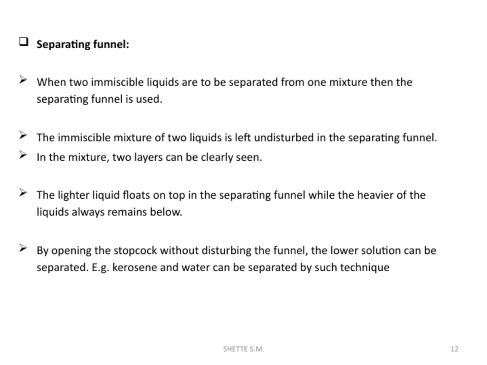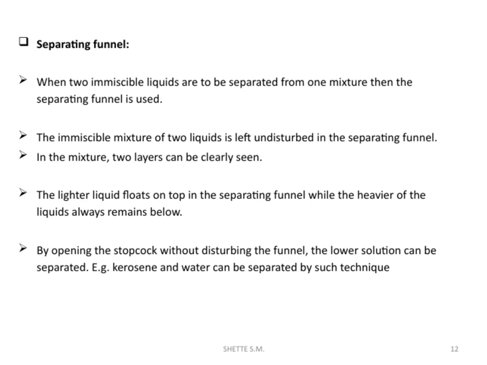To separate one of the layers, you simply open the stopcock at the bottom of the funnel, and because the liquids don't mix, you can drain out the lower layer without disturbing the upper one. For example, this method works perfectly for separating kerosene from water. It's a simple yet effective technique that relies on the immiscibility and difference in densities of the liquids. This process is a fundamental part of many laboratory and industrial separation methods, helping us isolate specific components from complex mixtures.